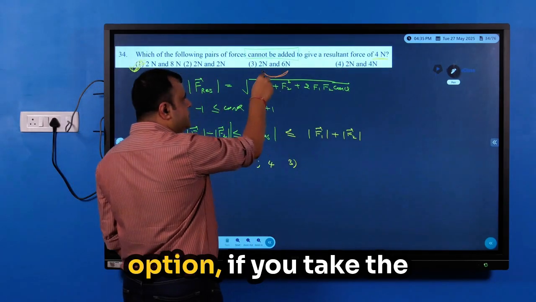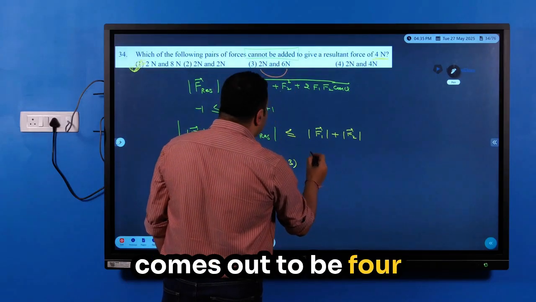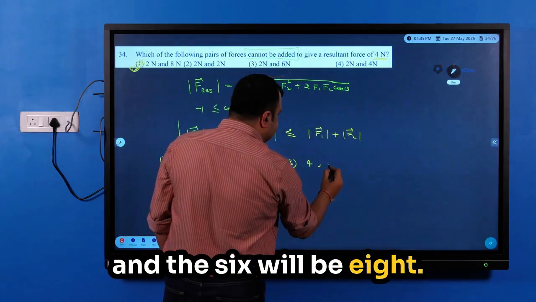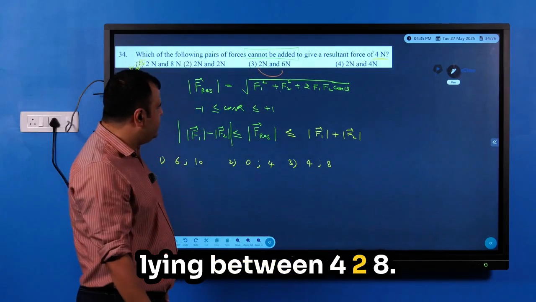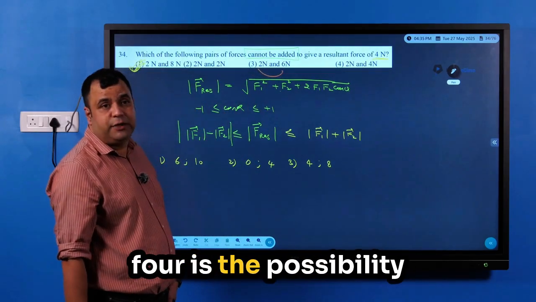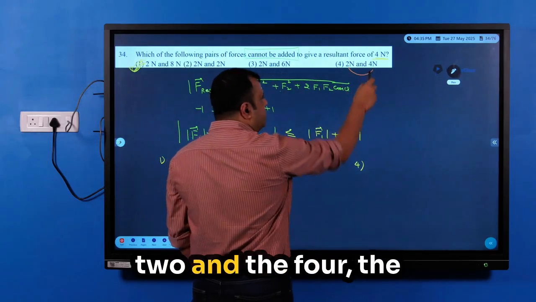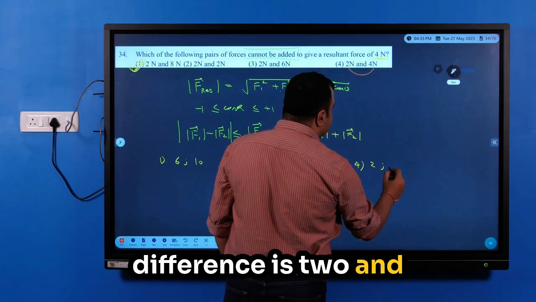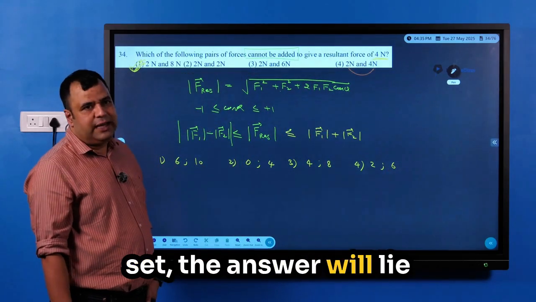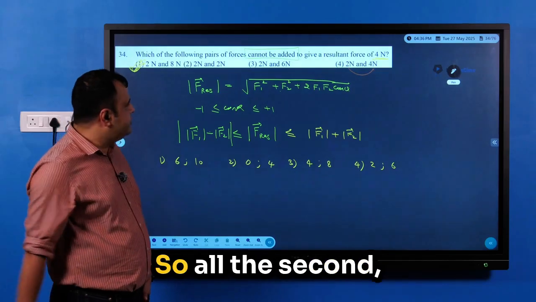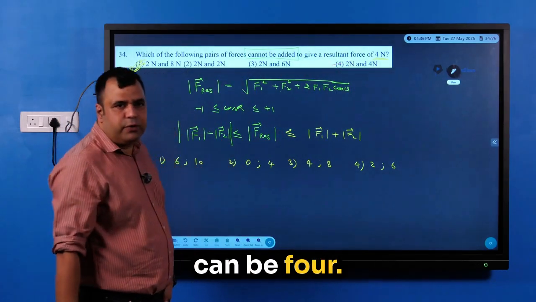If you go for the third option, the difference of 2 and 6 comes out to be 4, and the addition of 2 and 6 will be 8. So in the third set, the answer will lie between 4 and 8. Again, you can see 4 is a possibility here. And when you check the fourth option, 2 and 4, the difference is 2 and the addition will be 6. So with the fourth set, the answer will lie between 2 and 6, and 4 is a part of it. So in all of the second, third and fourth, the resultant can be 4.